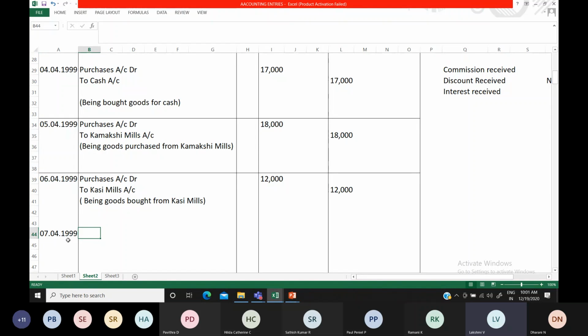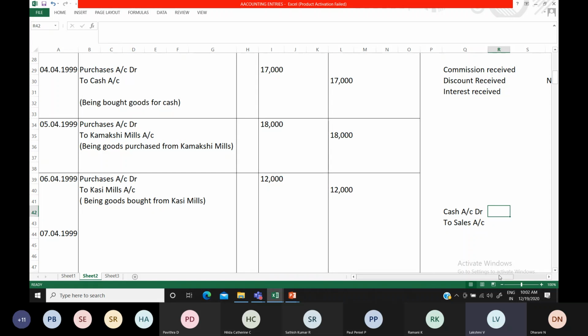Sold goods to Mrs. Priya Mills. Generally, if it is for cash, what I will do is: cash account debit to sales account. Okay, so this will be my usual entry if I am selling goods on a cash basis, because cash is coming into my business.